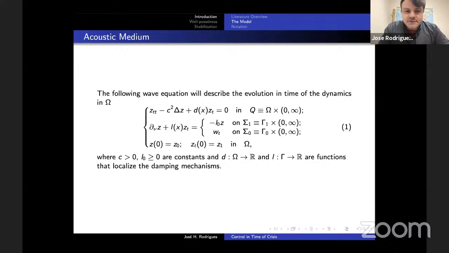The equation that gives us the behavior of these acoustic waves is obviously given by a wave equation with Neumann boundary conditions. As we can see here, we have a dissipation term in the boundary, and w_t denotes the coupling term, which will be coupled with the plate. So that's basically our model. The dissipation is supposed to act in the boundary. We have here a possible internal dissipation mechanism, but the interesting case is in the absence of this term.